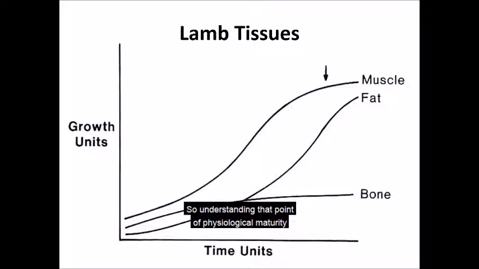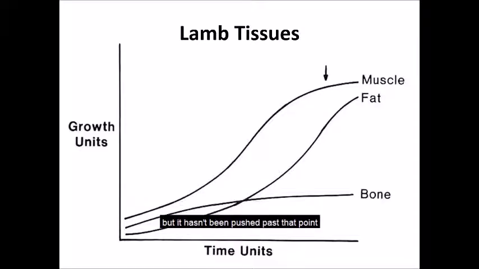So understanding that point of physiological maturity is going to become pretty important. And I will define physiological maturity as the point in the animal's growth curve where the tissues are in the optimum percentages to create an optimal yield and quality for the lamb carcass, which means that there's enough fat to drive flavor, but not so much fat to influence cutability. And muscle has increased to the point that it's maximized, but it hasn't been pushed past that point where the weight gain the animal continues to put on is mostly due to fat.